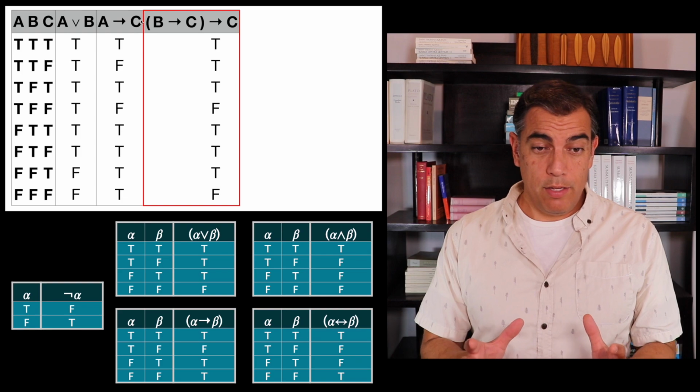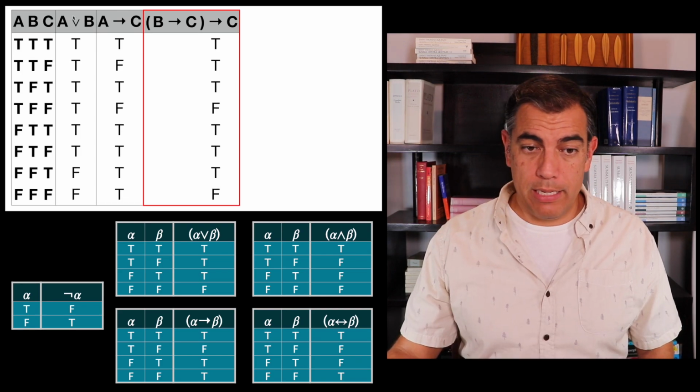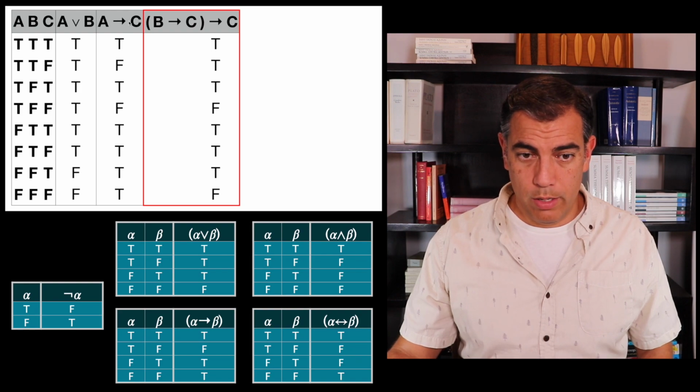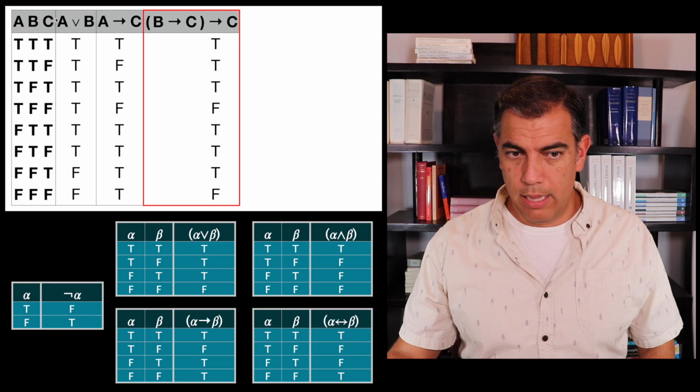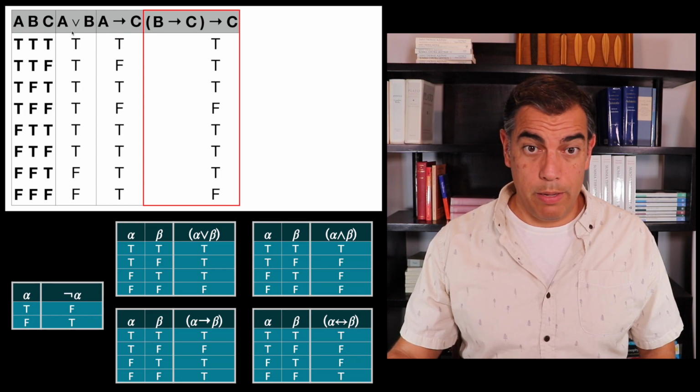Now, let me see if I can make sense of this for you. Premise 1 says either A or B has got to be true, right? Premise 2 says if A is true, then C has got to be true. So let's pretend that A isn't true, though, and at least one of these is true, right? It's got to be B.